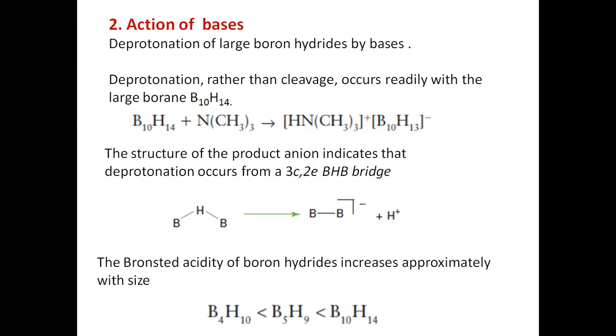Now you see, if we have the list of higher boranes, B4, B5, B10, as the number of boron increases, the acidic strength also increases. This is a Bronsted acid. So B10H14 is the strongest acid compared to B4H10. Okay, fine.